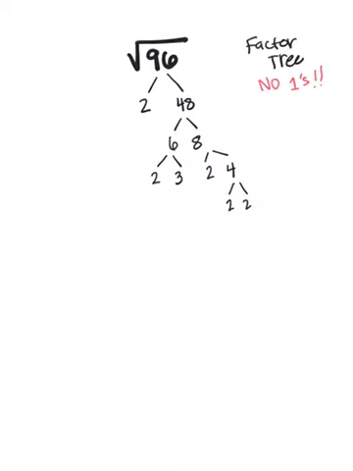That doesn't work. So now that we've broken down everything, I like to cross out the ones that have been broken down. 48's been broken down, 6 has been broken down, 8 has been broken down, 4 has been broken down. We're only looking at the numbers that have not been broken down. So for example, the 2, the 2, the 3, the 2, the 2, and the 2 are the only numbers who have not been broken down.